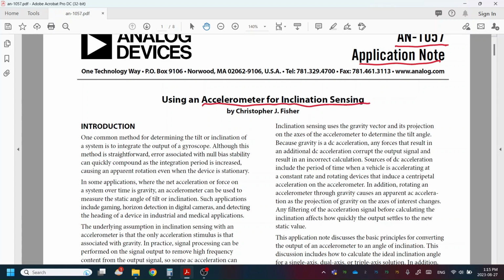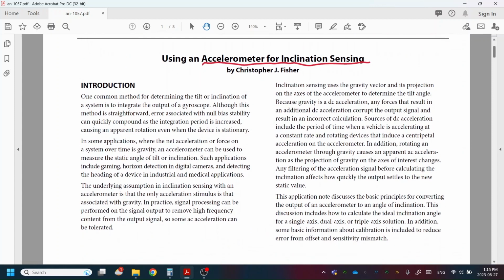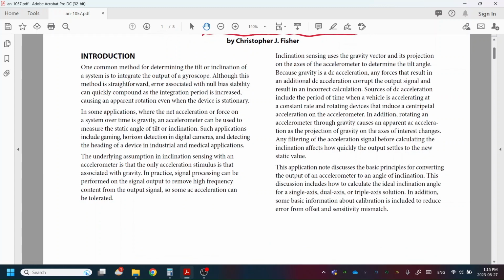by Christopher Fisher. I'm using a MEMS Analog Devices accelerometer lately. I found this technical note is very useful. It's well written. This is the introduction part, and not much new here, but I want to mention inclination sensing uses a gravity vector and its projection on the axis of the accelerometer to determine the tilt angle. So it's very important. We are based on the gravity vector, and mainly it's how the gravity projects on the axis you want to sense.